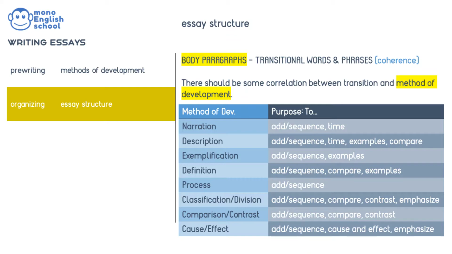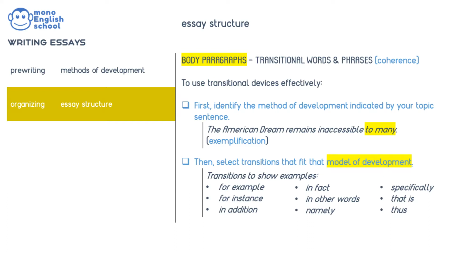Here is an example. First, we should identify the method of development indicated by our topic sentence. In our example, "too many" indicates that the paragraph will provide examples of who the American dream is inaccessible to. Then we can select appropriate transitions that are used to provide examples. We have, for example, for instance, in addition, and so on.